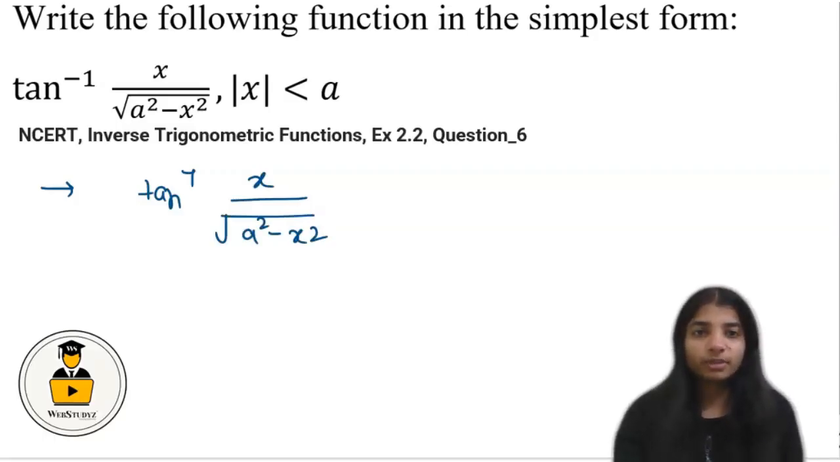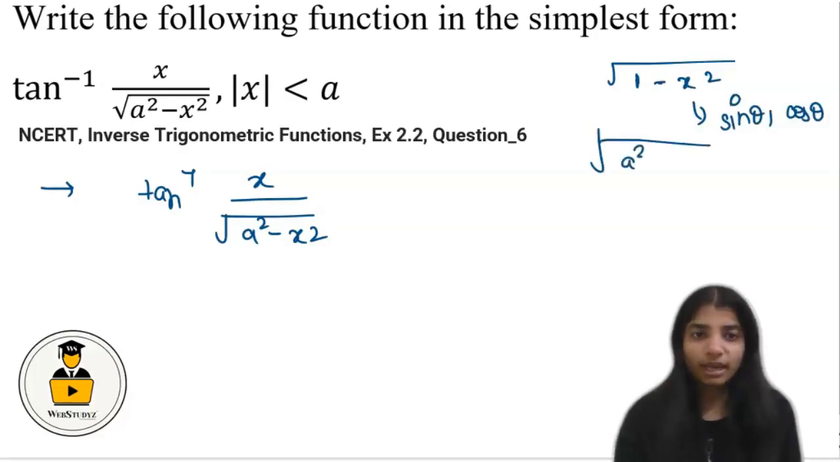Now, in order to simplify this, one generalization is there. Whenever we have a function of the form under root of 1 minus x square, we either put x as sine of theta or cos of theta. Now we have under root of a square minus x square, so we put the value of x as a sine of theta.